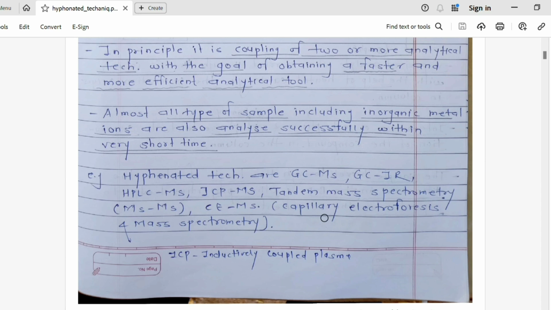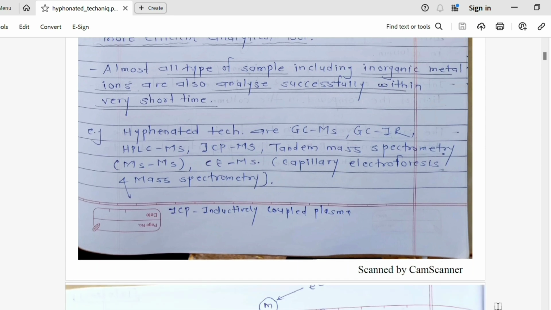So here these are all the instruments that are hyphenated. Here are examples of hyphenation techniques. First GCMS, second GCIR, third HPLC-MS, and fourth ICP-MS. These are all hyphenation techniques. We will cover them one by one.